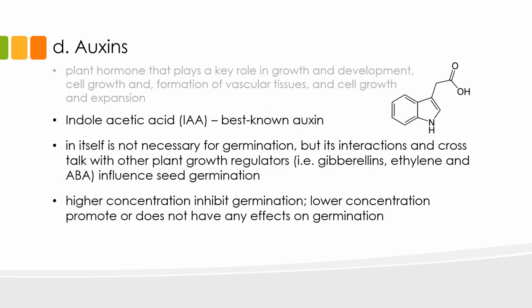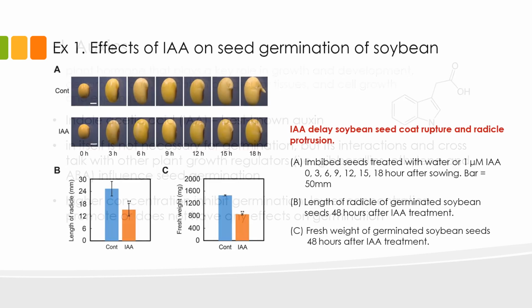During germination, auxins are not really necessary, but their interactions and crosstalk with other plant growth regulators like gibberellins, ethylene, and ABA influence the germination of the seed. In general, higher concentrations of auxins can inhibit germination, but lower concentrations may promote or may not have any effects on the germination process. This slide illustrates the effects of exogenous treatment of seeds with auxin.